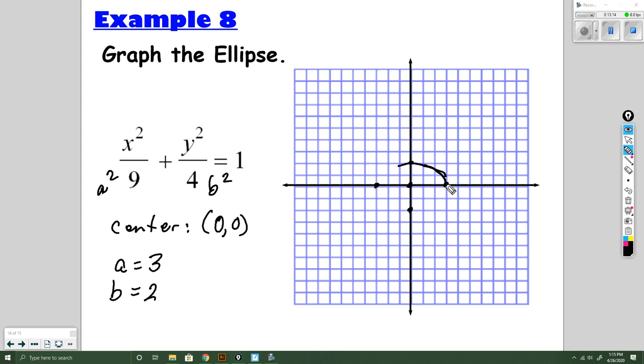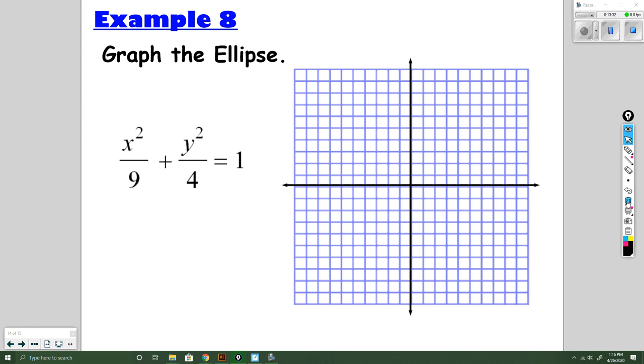Oof. That's a little rough. Hopefully you do a little bit better job than I do in terms of drawing these graphs. I'm not very good at that.